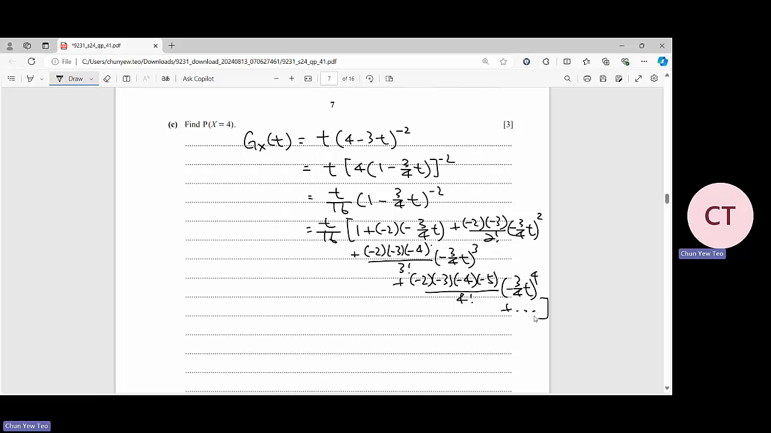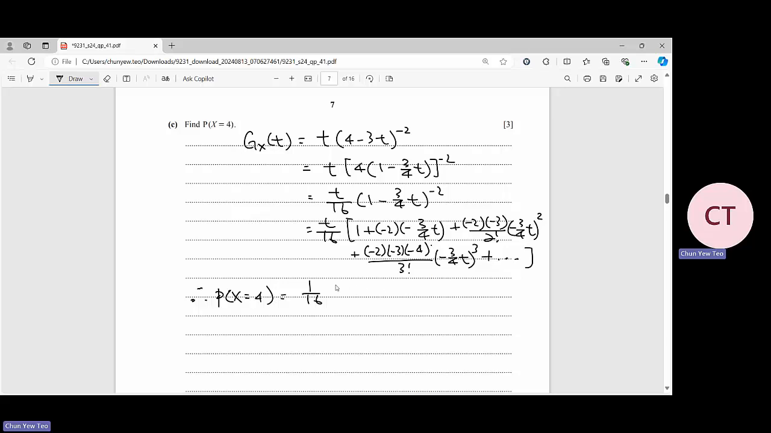Okay, so the expansion is quite long. Since I need to multiply by t, this one multiplied by t power 3 already gives t power 4. Actually, there's no need for me to show until this anymore. This one is not needed. This one is too much already. So we just need to show until here. Plus a dot.